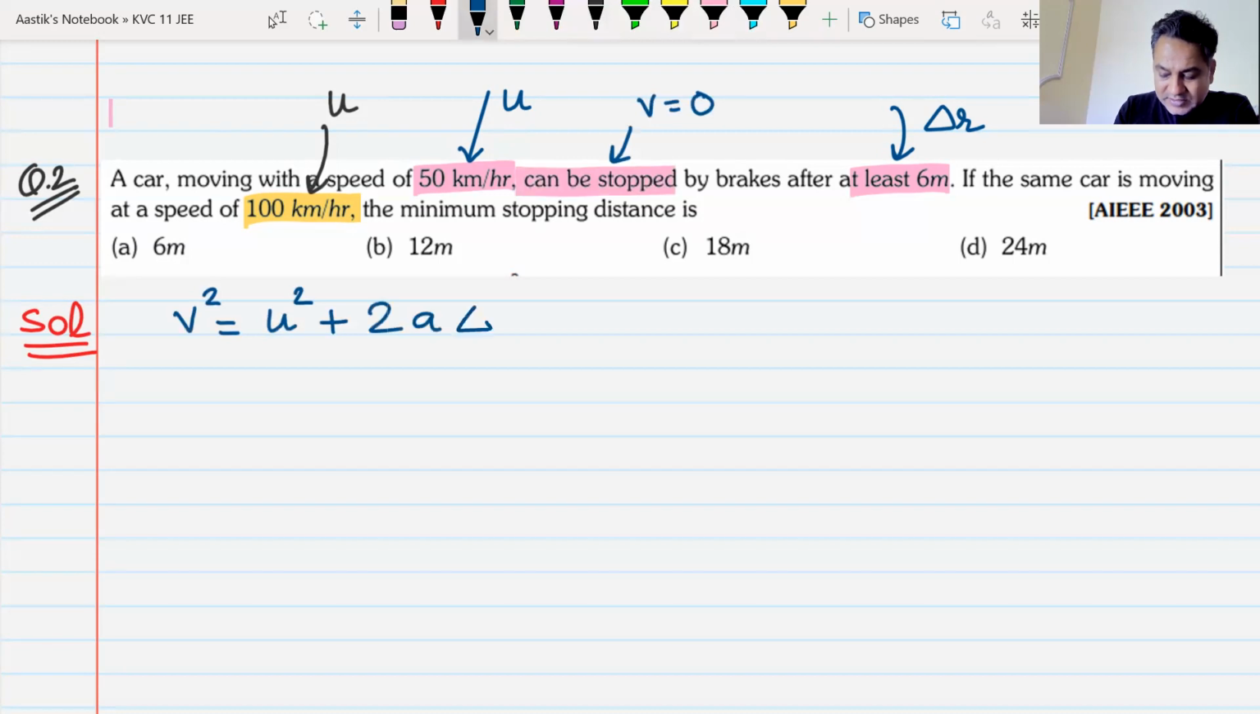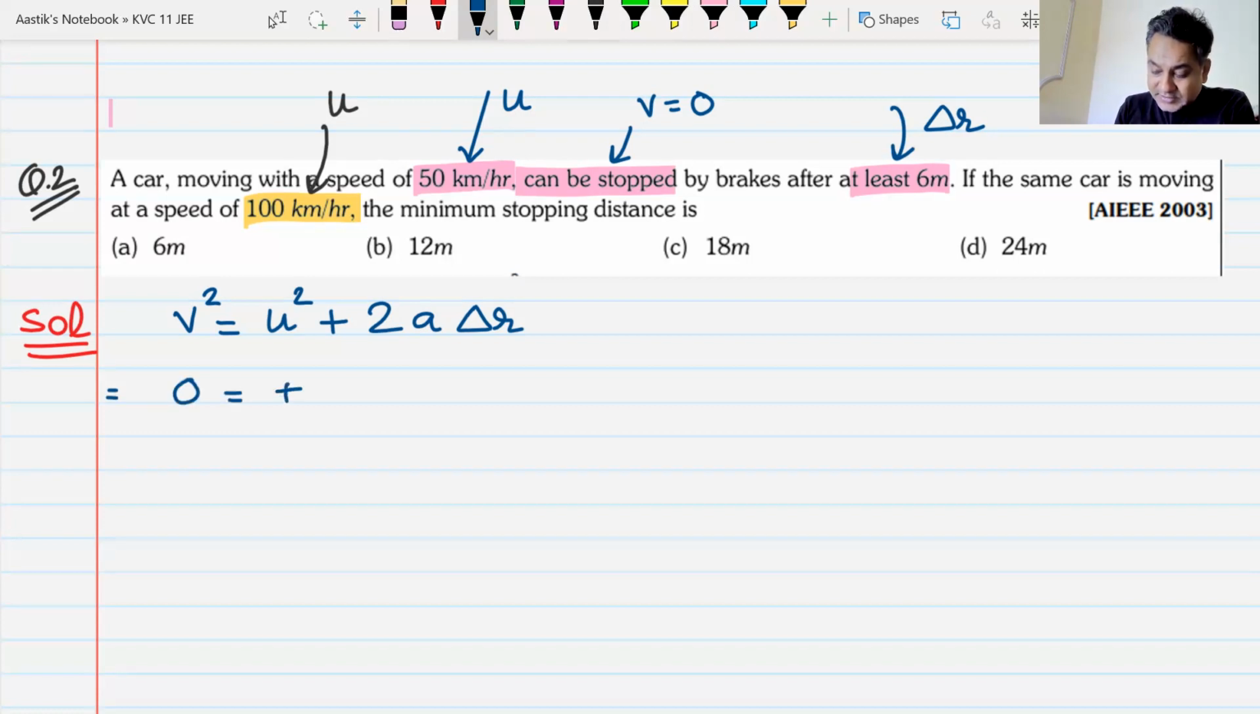This is the equation that you use. v square is equal to u square plus 2 times a into delta r. What is the final velocity, my dear friend? First case, final velocity is 0. Yes or no?